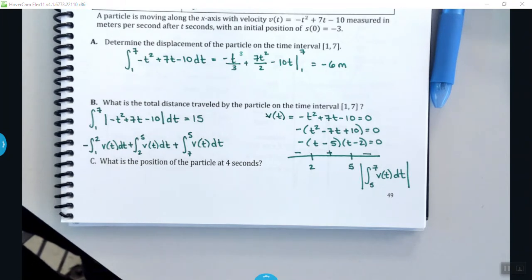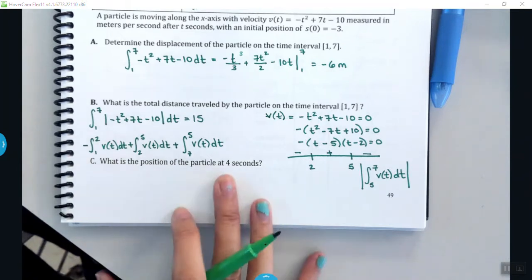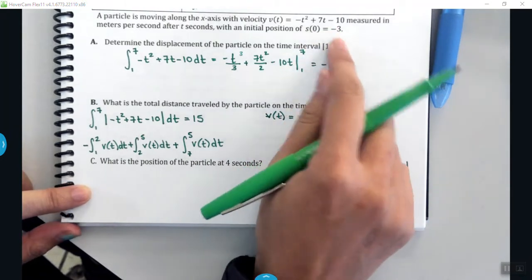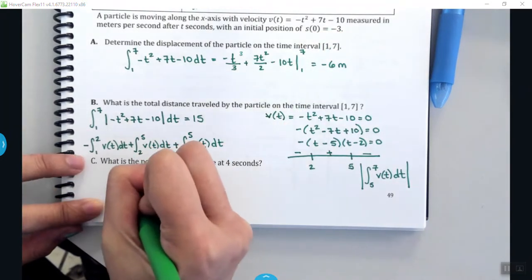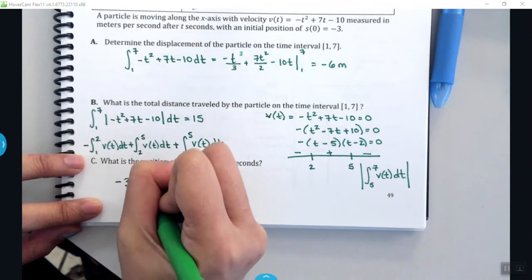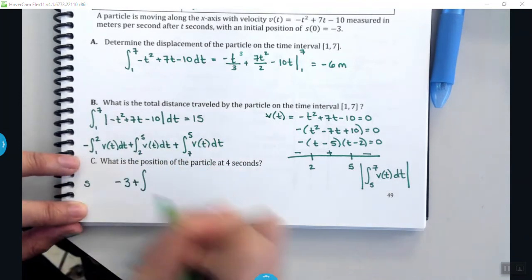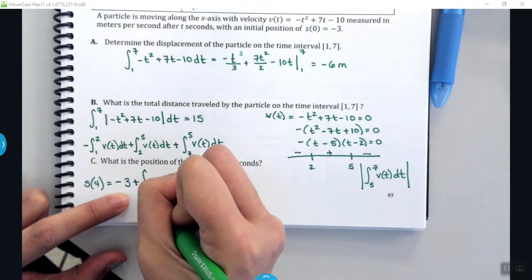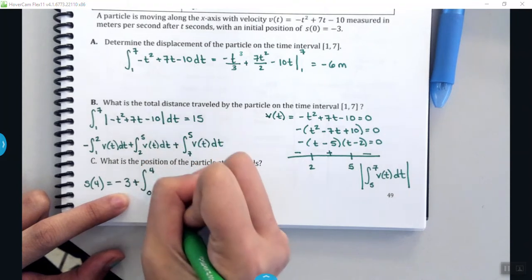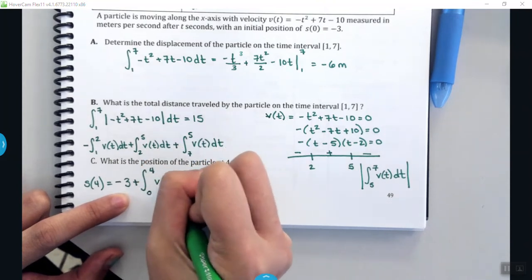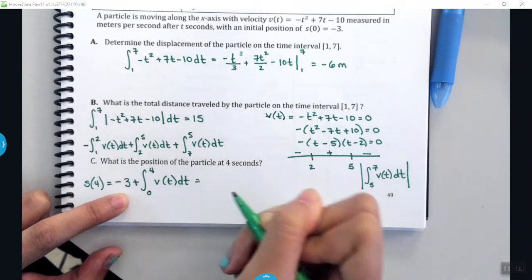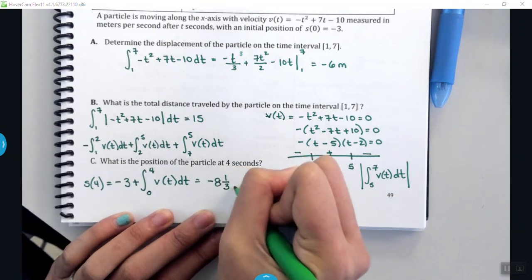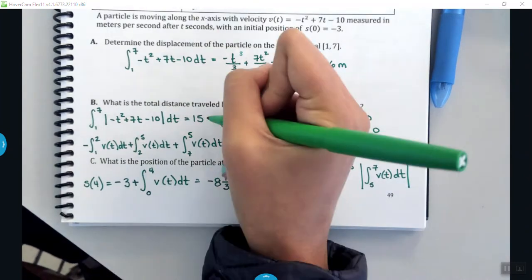All right, and then the last problem: what is the position of the particle at 4 seconds? This is the one where we actually care about our initial position. So what we want to do is go -3 plus the integral from 0 to 4 of v of t dt, since my position at 4 equals -3 plus that integral. And then you can just use your calculator to get it, and -8 1/3 meters is the answer to that question.